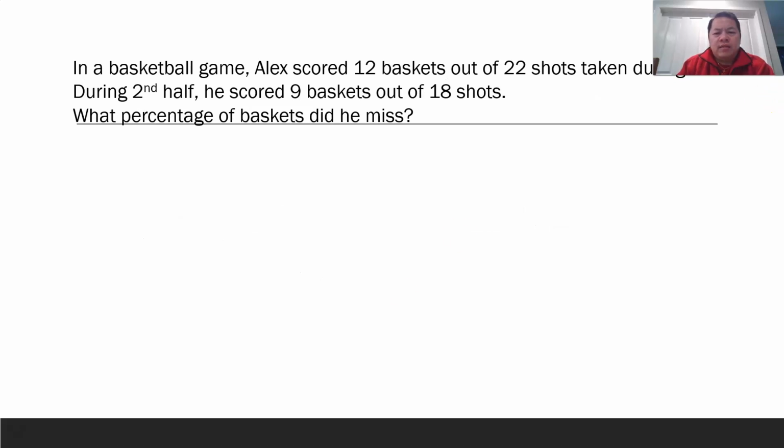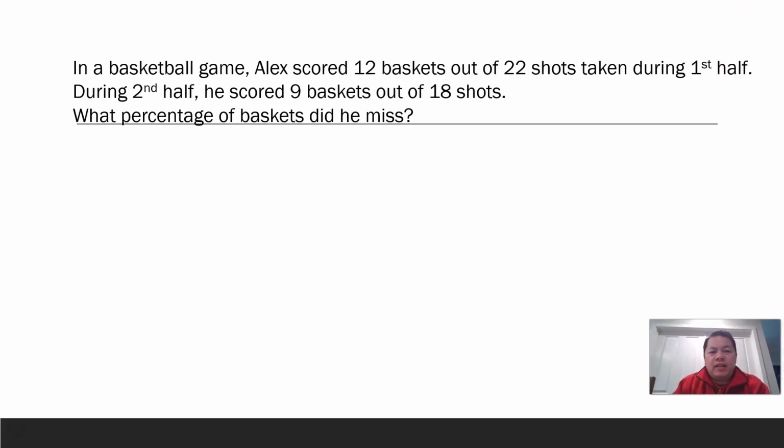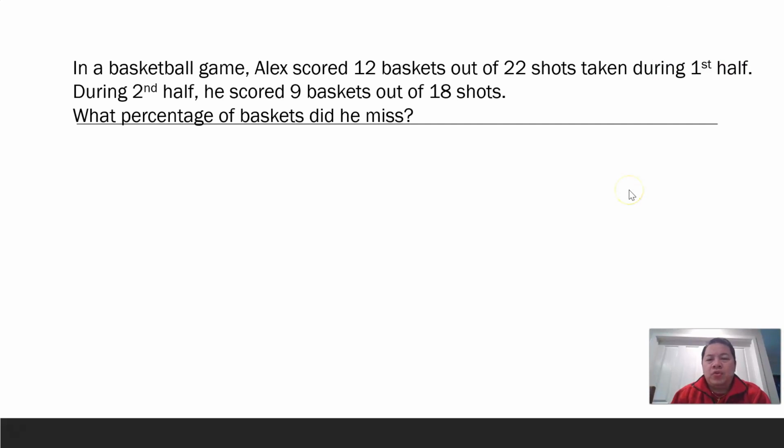In a basketball game, Alex scored 12 baskets out of 22 shots taken during the first half. During the second half, he scored 9 baskets out of 18 shots. So what percentage of baskets did he miss? Bear in mind, the information given is all about the number of baskets he scored, but the question requires you to find the percentage of baskets he missed.